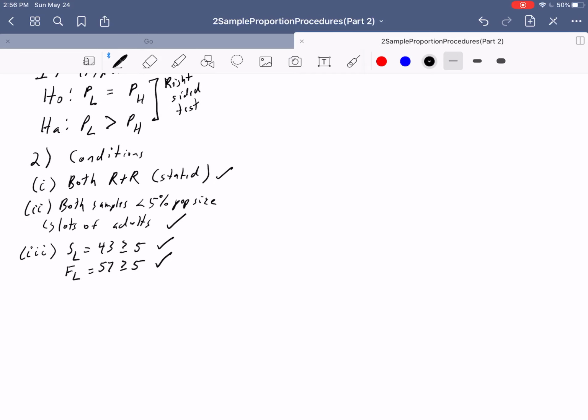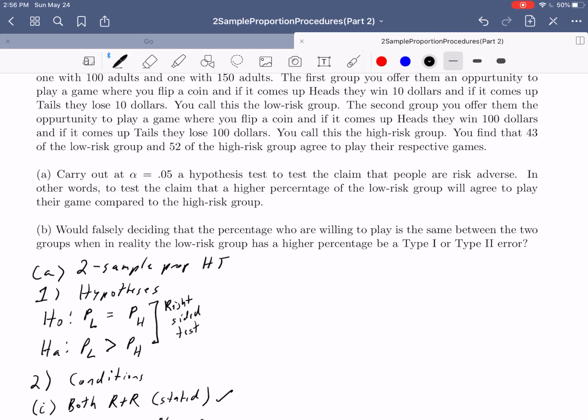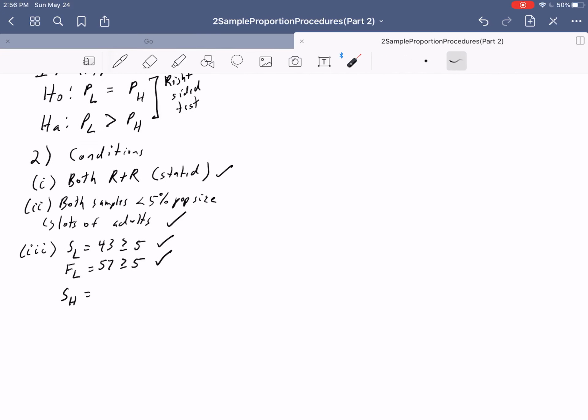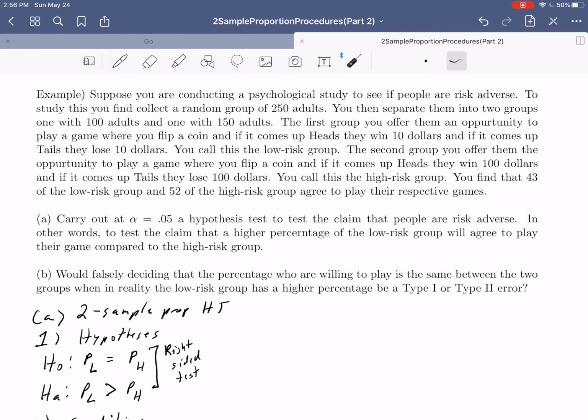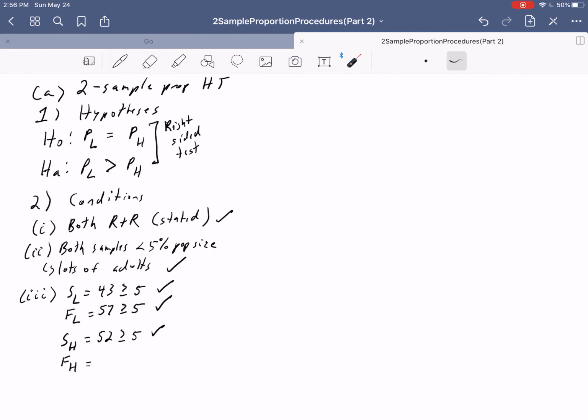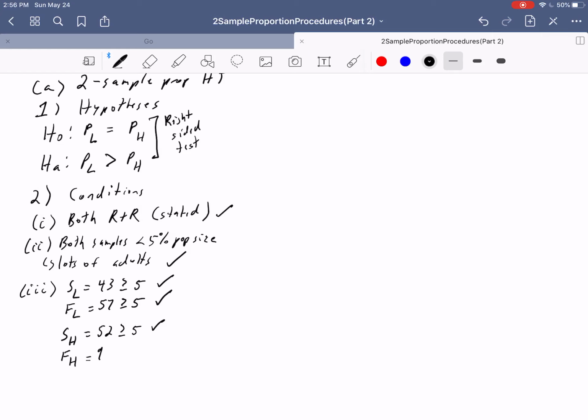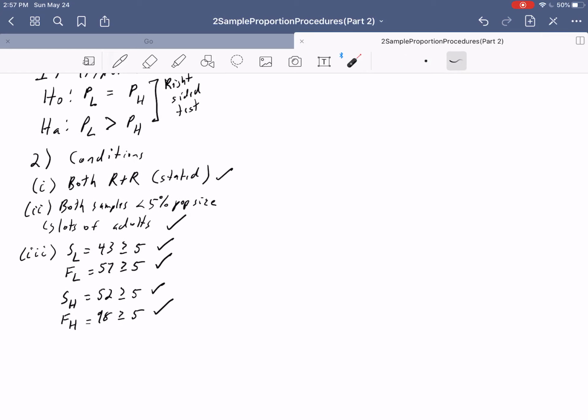Now let's look at the high-risk group. For the high-risk group, we saw that 52 people agreed to the offer. So that was 52, greater than or equal to 5. And for the failures for the high-risk group, well, if we had 52 say yes, right? And remember that there were 150 adults in the high-risk group. 150 minus 52 is going to be 98. That is also greater than or equal to 5. So we're all good. So all the conditions are met.